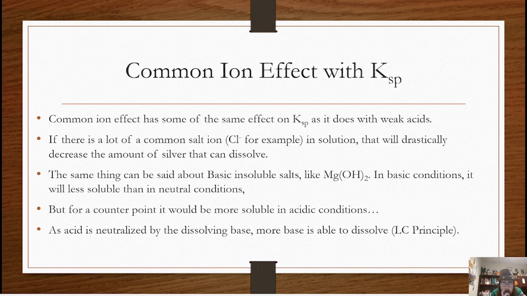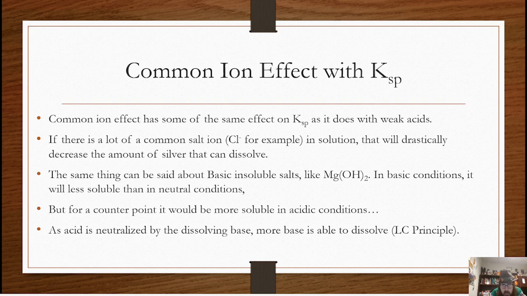Now, the common ion effect, how that affects it. The common ion effect has some of the same effects with Ksp as it did with weak acids. So, for example, if there's a lot of the common salt ion, like chloride in solution, this will drastically decrease the amount of silver that can possibly dissolve. So if you add some extra chloride in there, a lot less silver is going to dissolve.